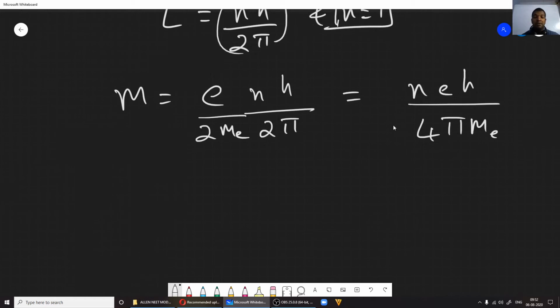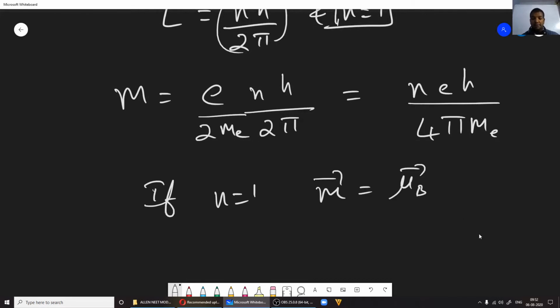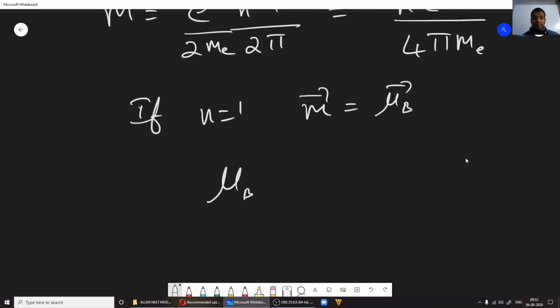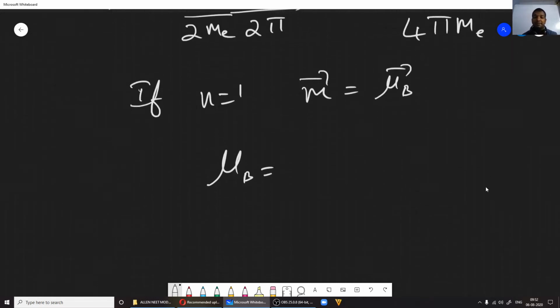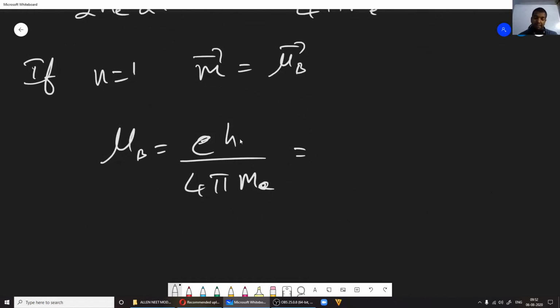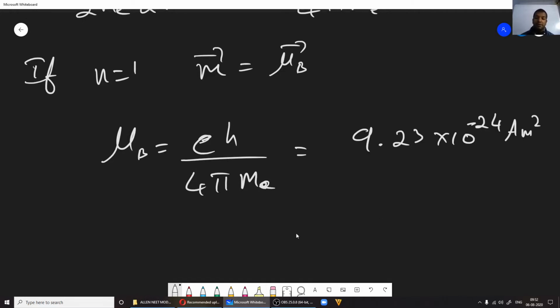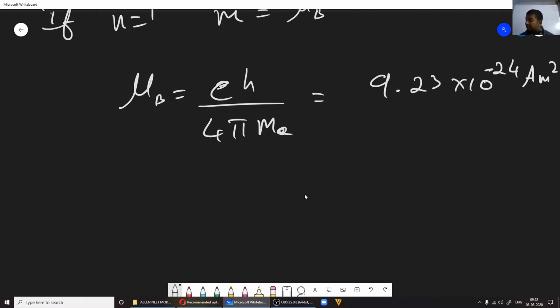Now let us substitute n equal to 1. If n is equal to 1, the magnetic moment will be equal to the Bohr magneton. So we say mu b is equal to eh divided by 4 pi Me, where Me is the mass of the electron. Here e is the electronic charge, h is the Planck's constant, and Me is the mass of the electron. If we substitute the values, we get the value close to 9.23 into 10 power minus 24 ampere meter square. So this is called the Bohr magneton.